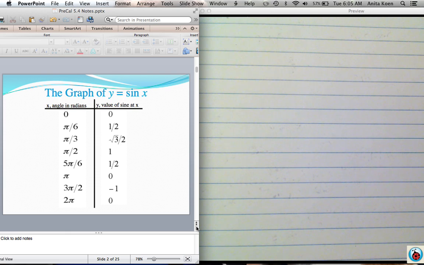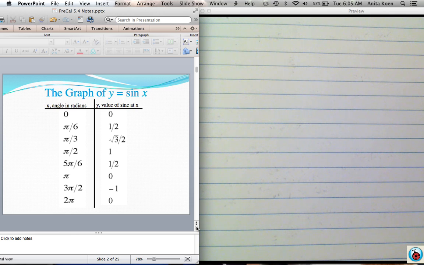Alright, when you first started graphing lines way back in middle school, the first thing that you did was make a table. So we could graph y equals sine x by making a table. We know from our previous lessons that the domain of the sine function is any angle from negative infinity to positive infinity. So we can pick any x that we want because our x's here stand for our angles.